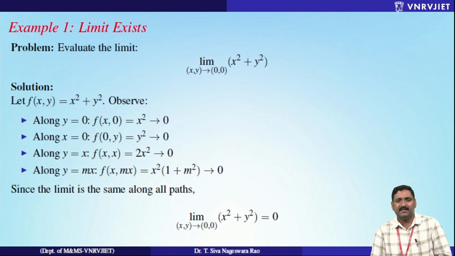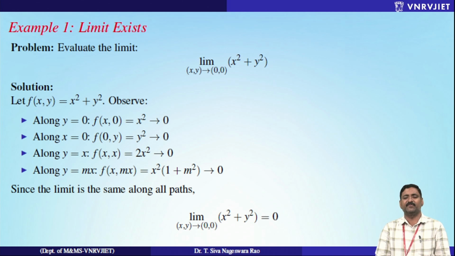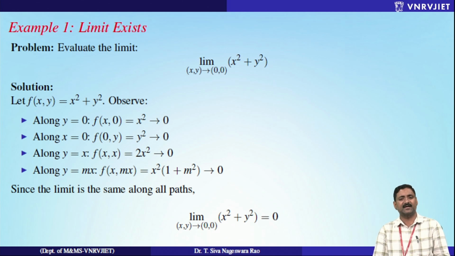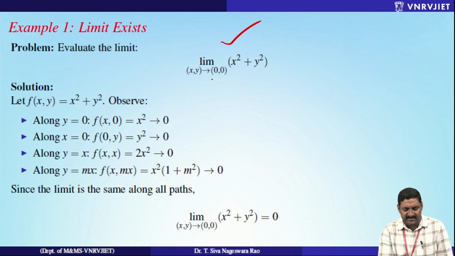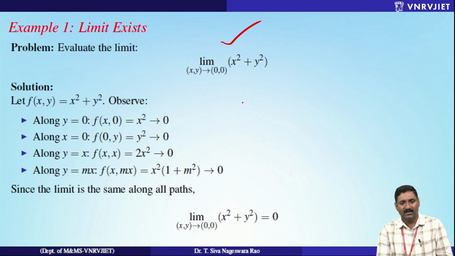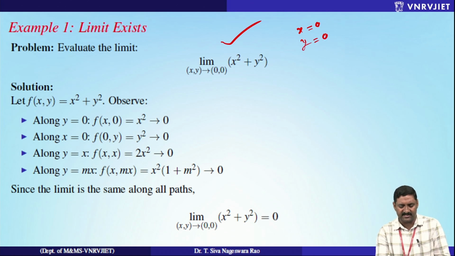Now we will see a small example related to the concept of limit for a function involving two variables. Take this example, limit as x comma y tends to 0 comma 0. First I will fix x equal to 0 and vary y. That means x is equal to 0 fixed, so the point is 0 comma y. Again y will vary, y tends to 0.